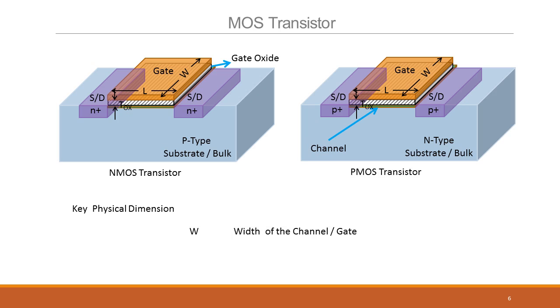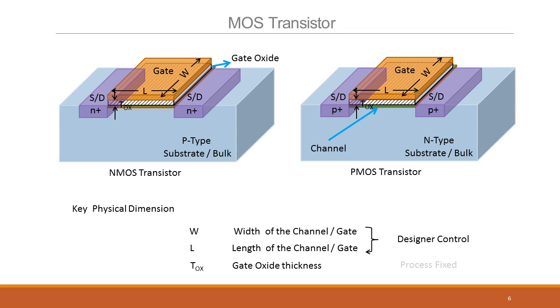W is called the width of the channel or the gate. L is called the length of the channel, and Tox is the gate oxide thickness. The W and L are under the designer's control, because you can choose the W of the transistor, you can choose the L of the transistor. But Tox is actually process fixed.